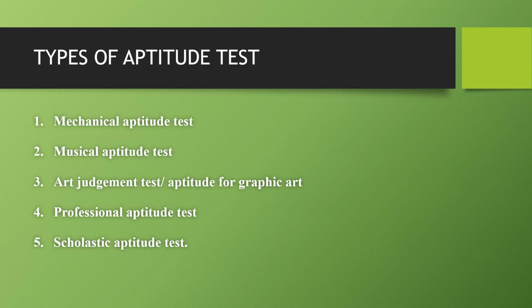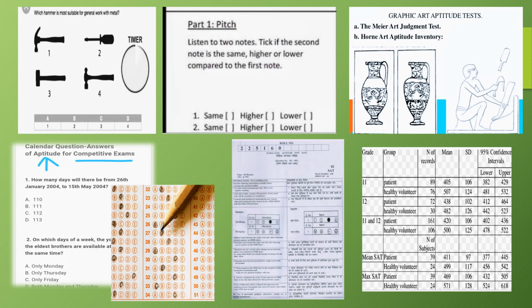these are the different types of aptitude tests, and I will be showing some pictures so that you can differentiate between the mechanical test, the musical aptitude test, the art judgment test, and the professional aptitude tests. So as you can see from picture one here, which hammer is more suitable for general work with metal? So this is a mechanical aptitude test. Okay, and then number two is musical aptitude test.